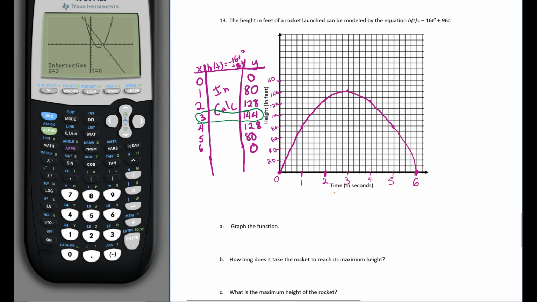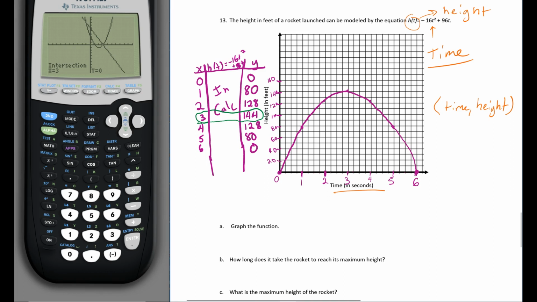So notice that the x-axis is in time, so this input, this t value, represents the time that the rocket was launched, so 1, 2, 3, 4, all the way up to 6 seconds. And the h of t represents the height. So all of the points that I have in this graph are going to be some time, comma, height. That's what all these points are going to represent. Keep that in mind.